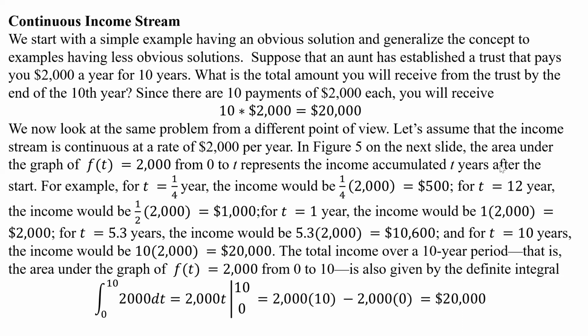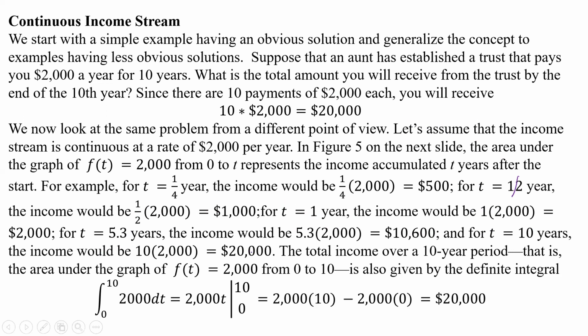We're going from 0 to t, and so we can have any amount of t. So t equals a quarter. What's the income going to be? Well, a quarter of 2,000, which is $500. Actually, that's supposed to be a 1 over 2. So a half, and that's going to be 1/2 times 2,000, which is 1,000. What about t equals 1? Well, that's 1 times 2,000, or 2,000. 5.3? You take 5.3 times 2,000, you get 10,600. And if you do 10 years, that's going to be $20,000.